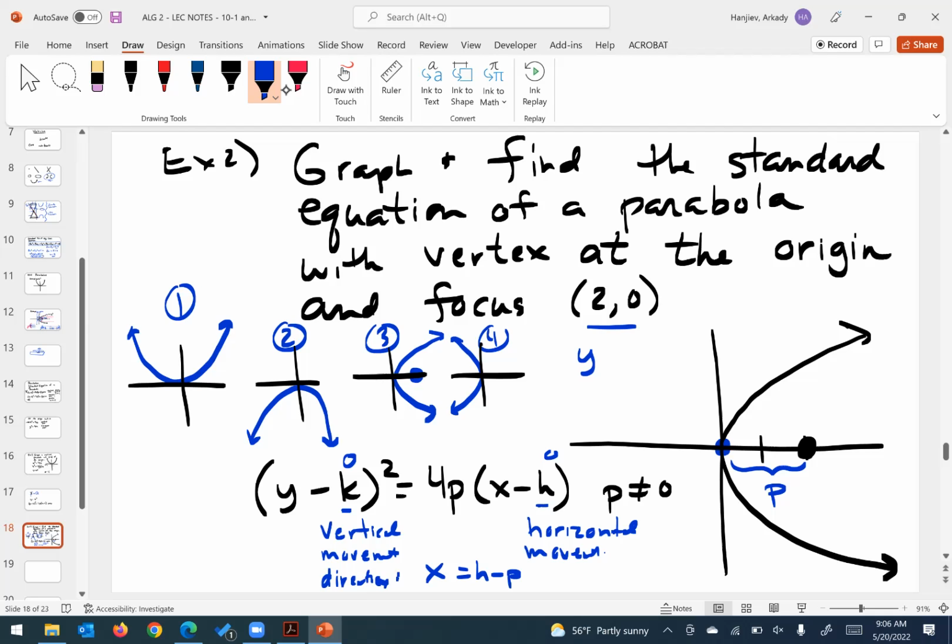Do we know Y? We don't know Y. Y is a variable, so we're not going to put it in. That's the variable that we want to have. So it looks like y minus 0 squared.